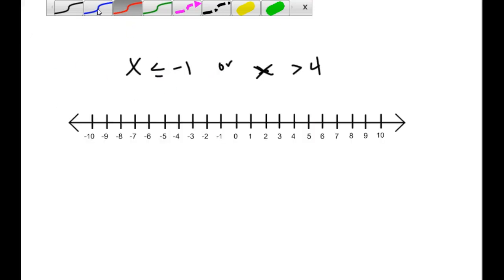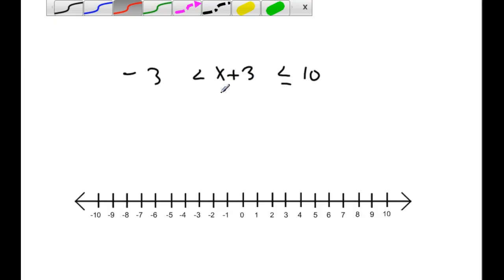So if you graph this situation, x is less than or equal to -1, you'd be going this way. x is greater than 4, so 4 is an open circle and everything this way. Alright, so one or the other situation, not an overlap. There is no overlap for "or".